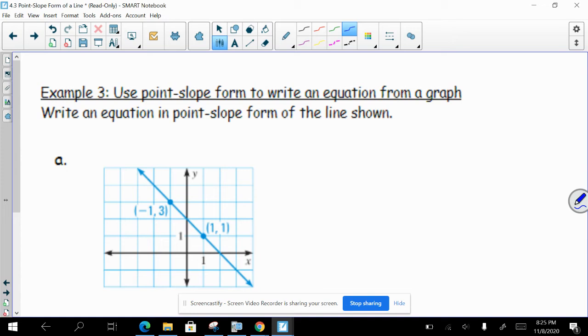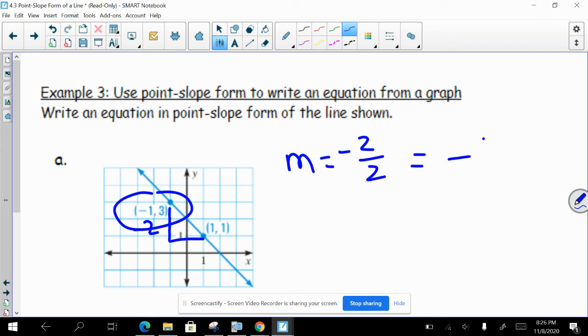And then a third example is, what if we have a graph? So what would we do in this case? Well, let's say we'll use the point to the left, and first we need to identify the slope. And in this case, you're going down 2 and over 2. So that means -2 over 2 is -1, or you can even do down 1 over 1. So then the equation in point slope form would be y minus 3 equals -1 times x plus 1, because we have the opposite sign.